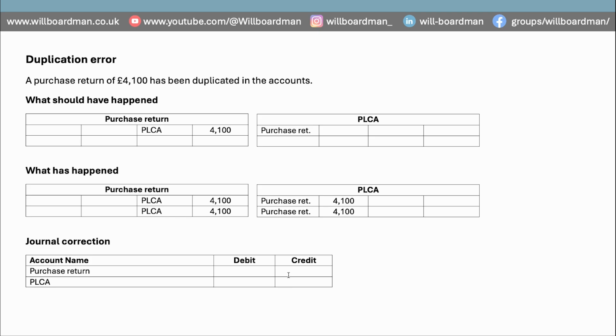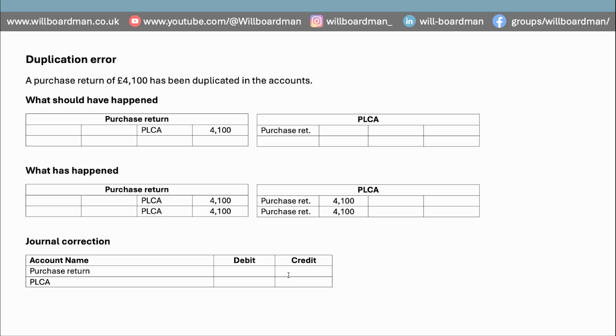Now, a purchase return, in theory, there are two possible outcomes here. If it is a refund, then it would go to the bank. However, by default, we assume that this is a credit note rather than a refund, in which case the opposing entry would be to reduce our payables ledger control account balance, i.e. reducing a liability, because the PLCA is a liability. It's amounts that we owe to our credit suppliers.